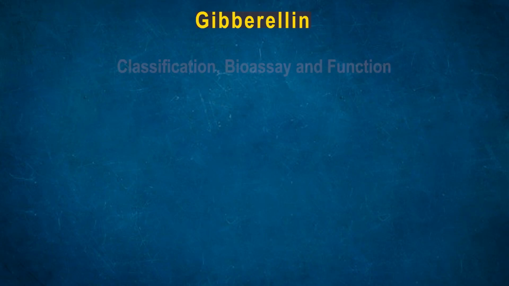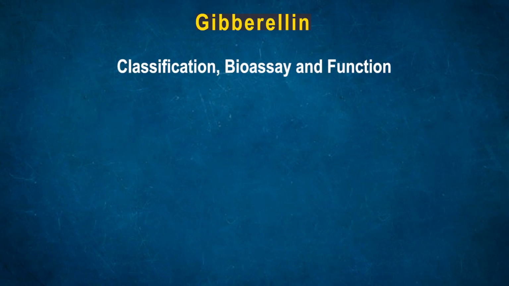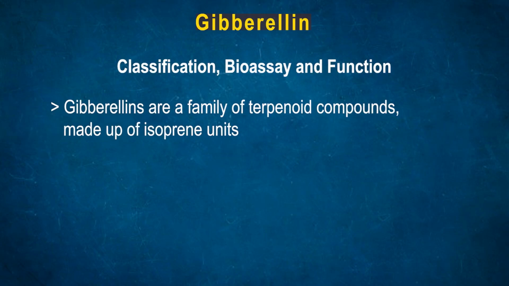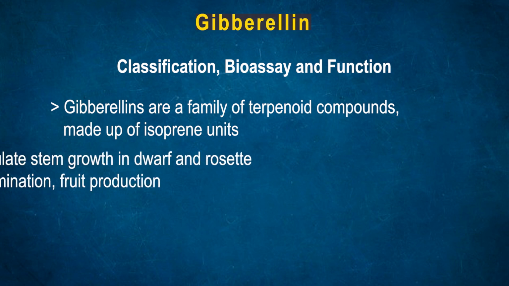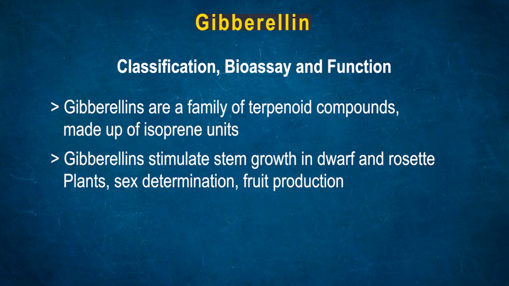Next, gibberellin, another very important plant hormone. You will get to know classification, bioassay and function. Gibberellins are a family of terpenoid compounds made up of isoprene units, and they stimulate stem growth in dwarf and rosette plants, as well as being needed for sex determination, fruit production, etc.